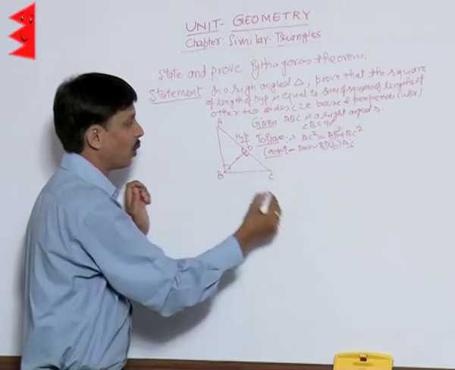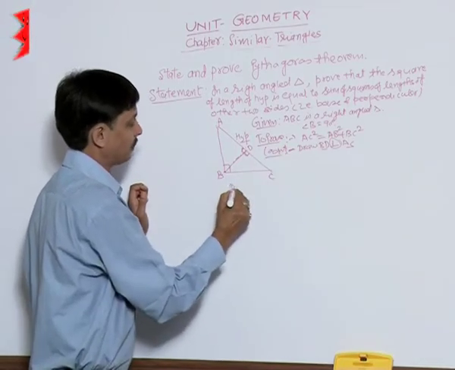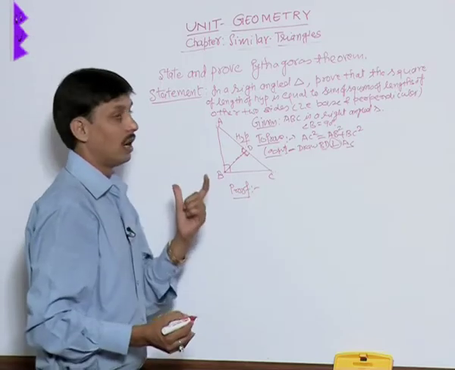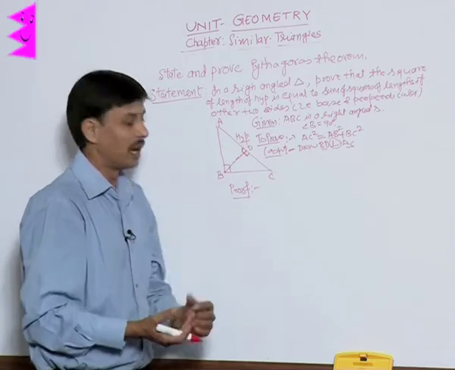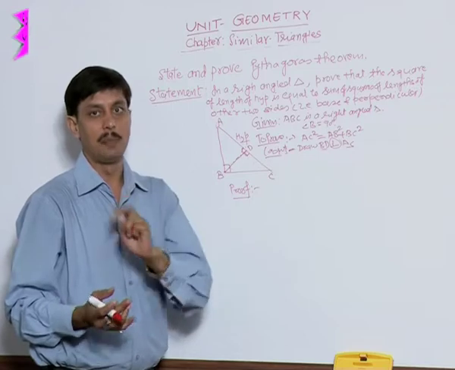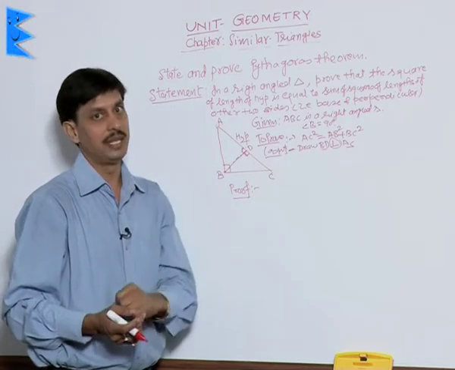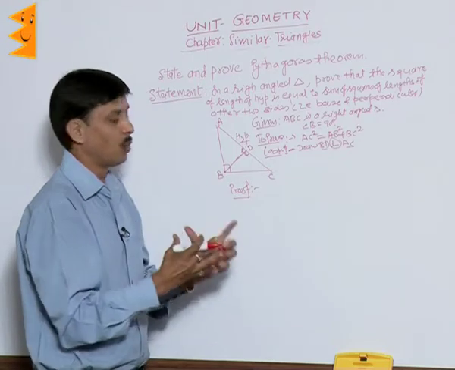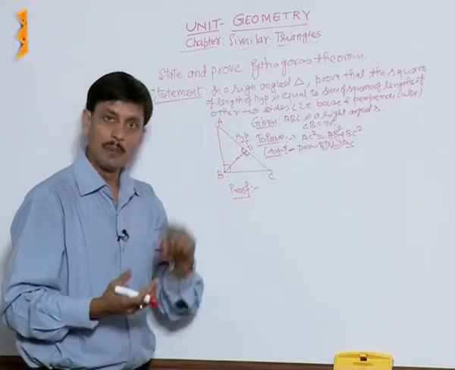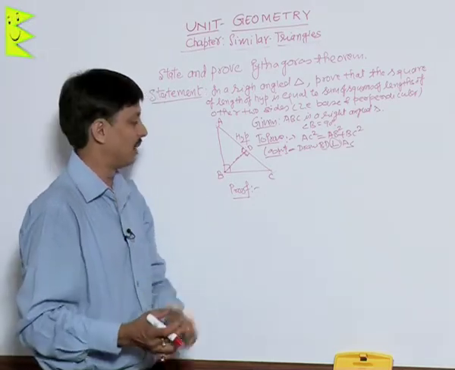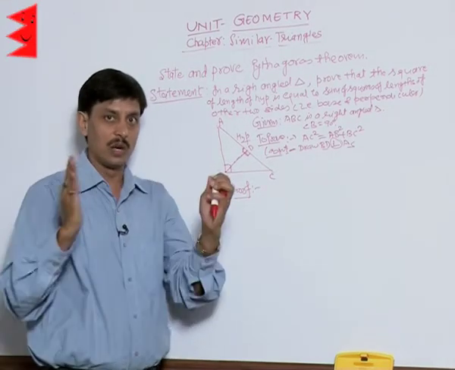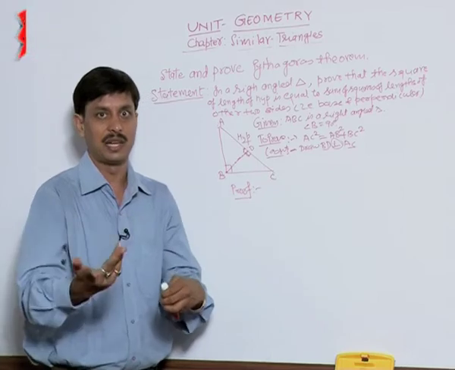I will take its proof with the help of similarity. Similarity in how many ways? AAA, AA, SAS and SSS. There are four possibilities for proving similarity. We can prove two or more triangles similar with the help of the AAA criterion. That is, if three angles of the first triangle are equal to three angles of the second triangle, then the triangles are similar.